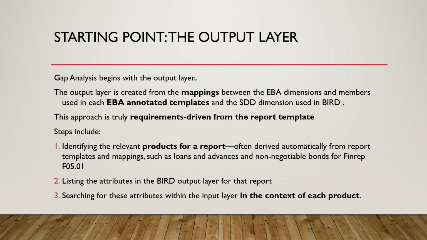The second step is we just list the attributes in the BIRD output layer for that report. Very simple. And then we search for these attributes in the output layer for F05.01, for example, in the input layer. But we do that search in the context of each product. So we might find gross carrying amount in one place for loans and advances, but in another input table for non-negotiable bonds.